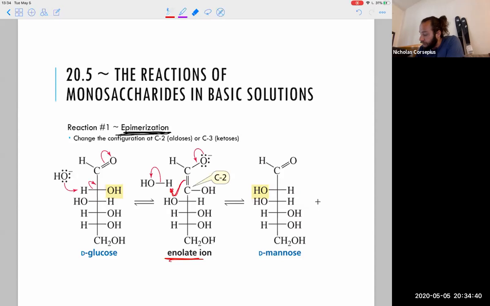The net effect is you're flipping that OH group. Originally, it's on the right. Final, it's on the left, or it's on the left and the right, right? So these are all dynamic equilibriums that can flip back and forth between the two in basic solution.